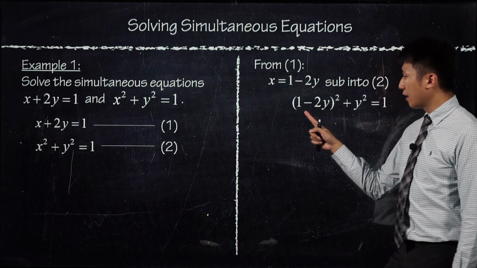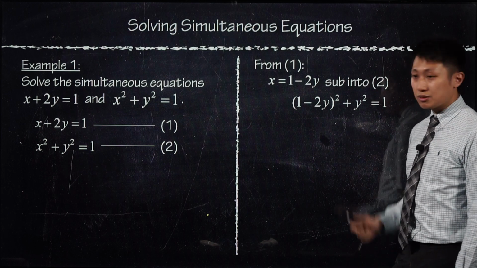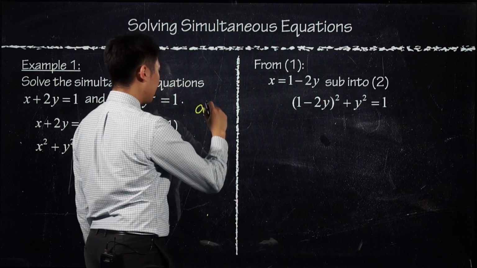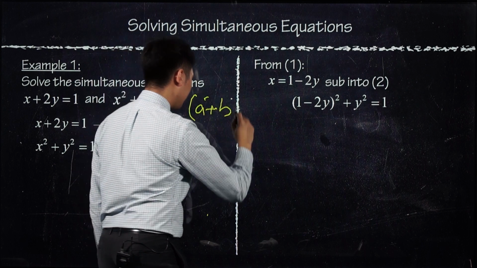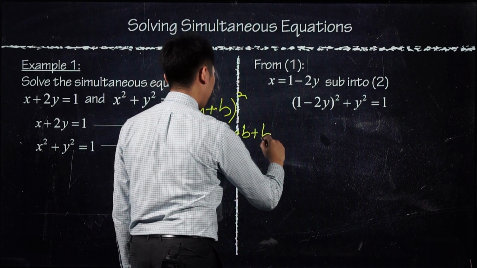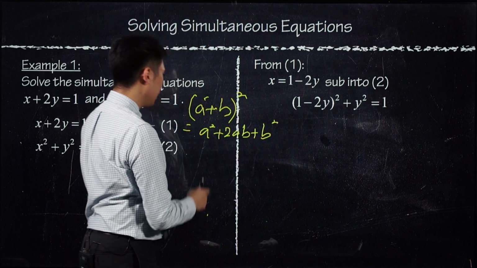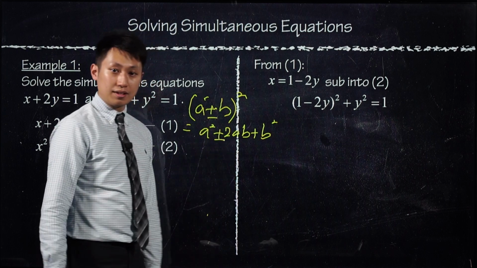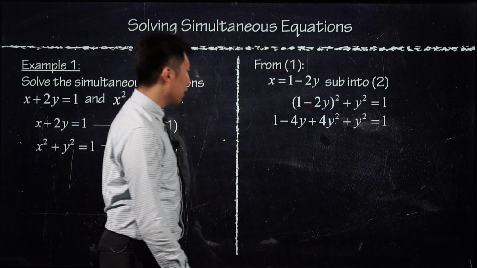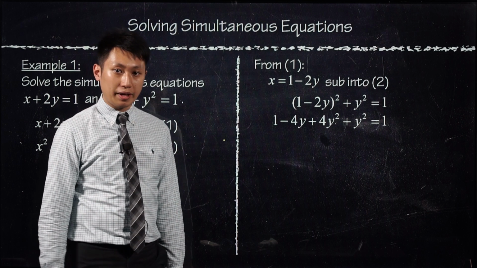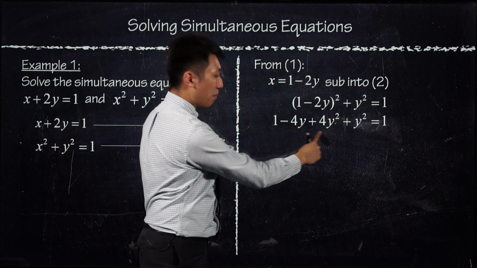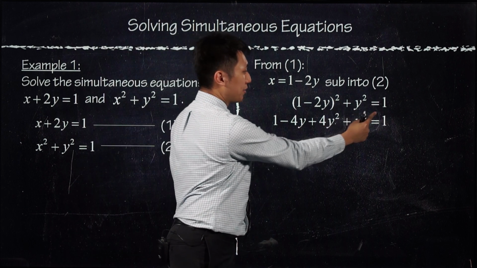Then I will get something like (1 minus 2y) squared, then plus y squared. What do I have? Here I need to expand by using the formula (a plus b) squared is equal to a squared plus 2ab plus b squared. I have a negative here, so I should be getting the negative and negative here. Alright? Okay, next. It's going to give me something like 1 minus 4y plus 4y squared: a squared minus 2ab, then plus b squared. Then this one, copy down.